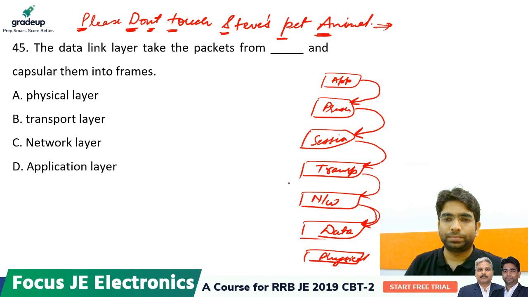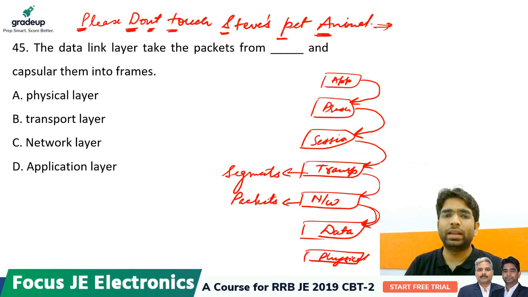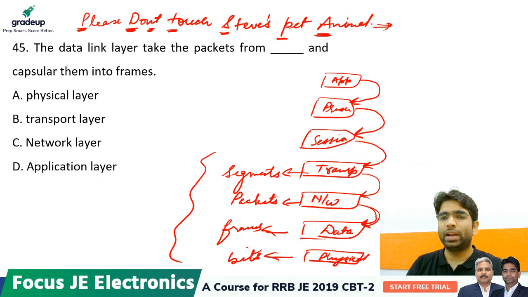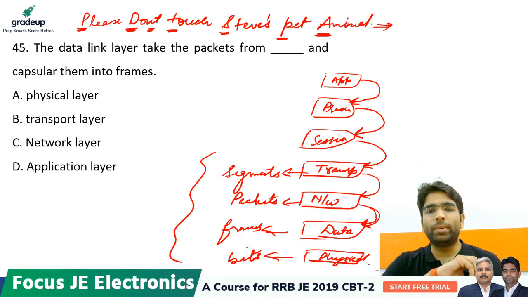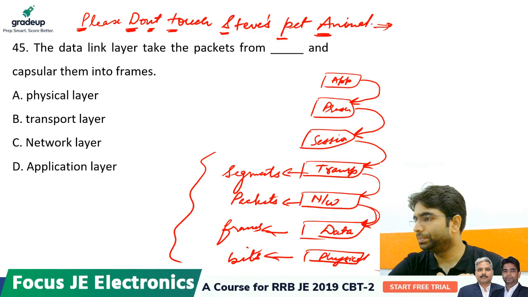The data present here is called segments. The data present here is called packets. The data present here is called frames. And the data present here is called bits. Try to remember it. It is very important, dear friends. In the transport layer, the data is called segments. In the network layer, the data is called packets. In the data link layer, the data is called frames. And in the physical layer, data is in the form of bits.